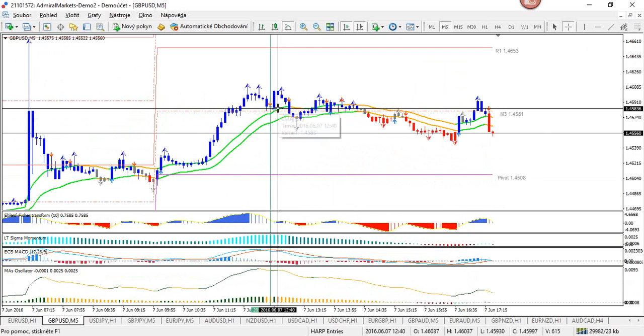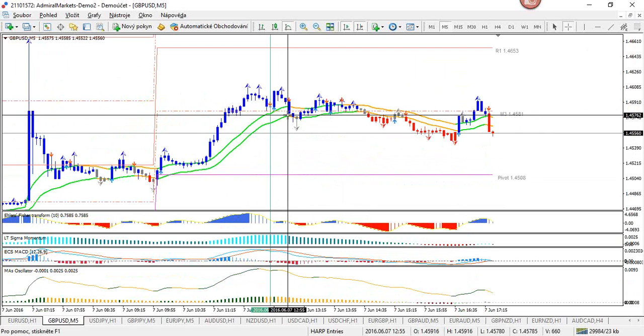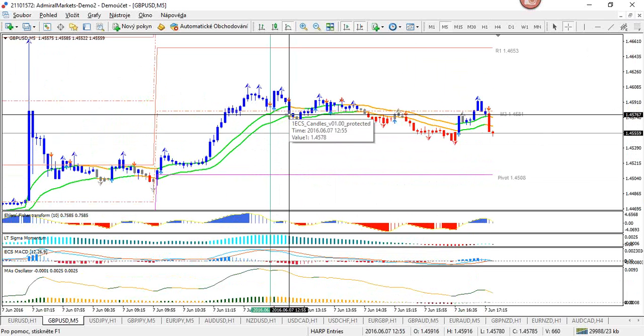All right, this could have been a 5-minute setup here, and we lost it here. You've got to exit when the momentum is out on this time frame. As soon as you lose the momentum, you want to exit as well. So in that case, that was a small loss with that one.